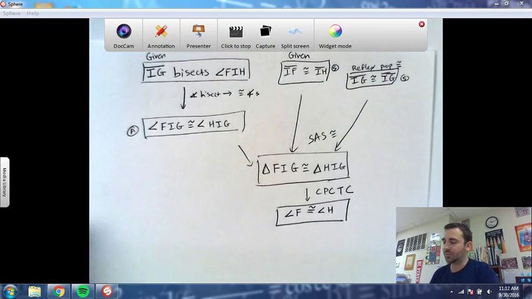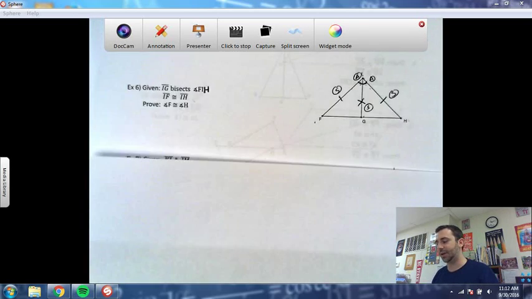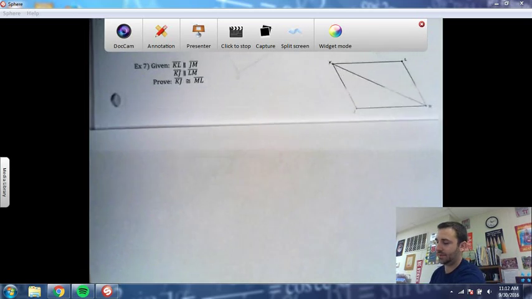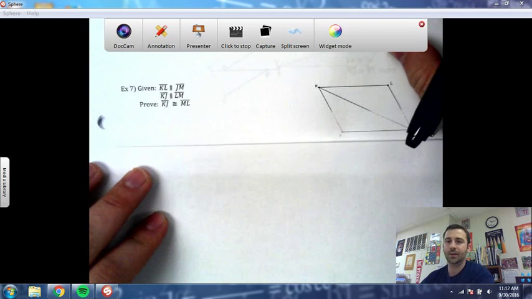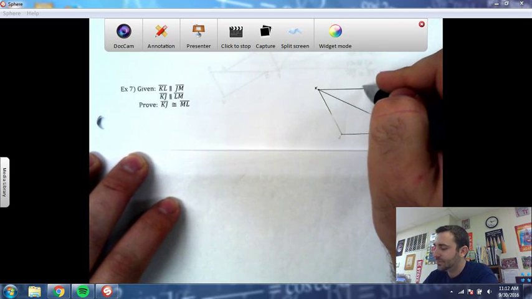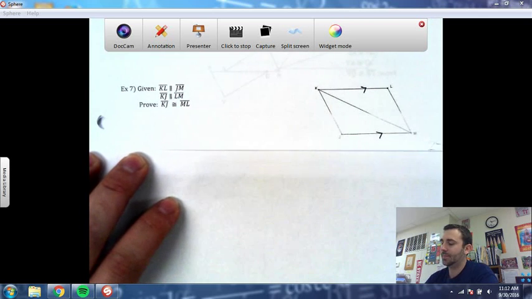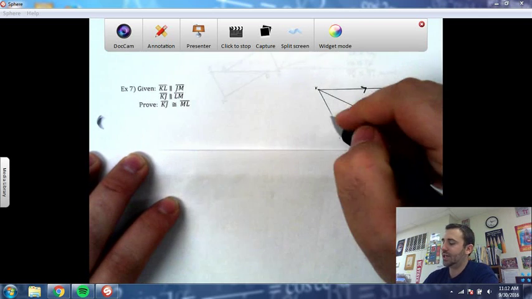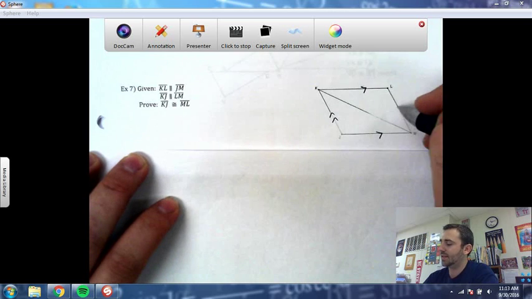So the last example we're going to look at is a little trickier, but I have all the faith that you're able to do it. Let's mark up our picture. Segment KL is parallel to segment JM. Segment KJ is parallel to segment LM.